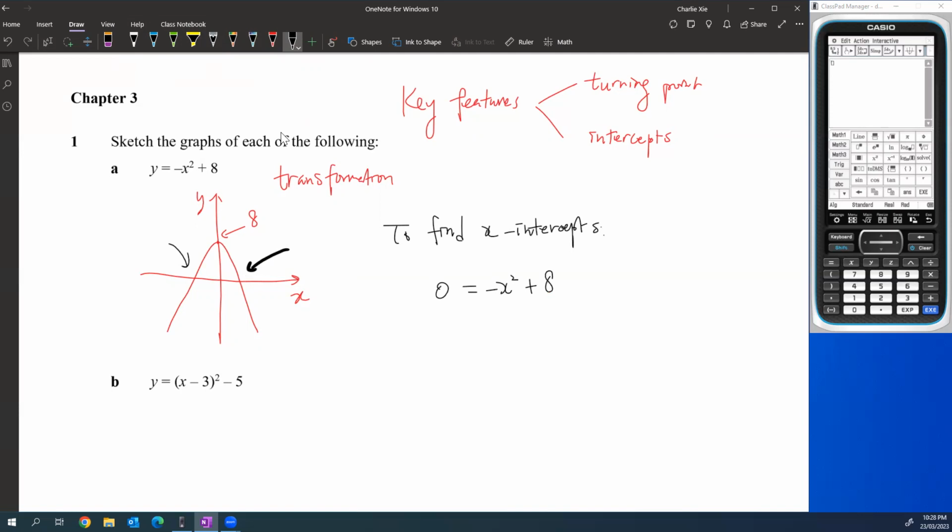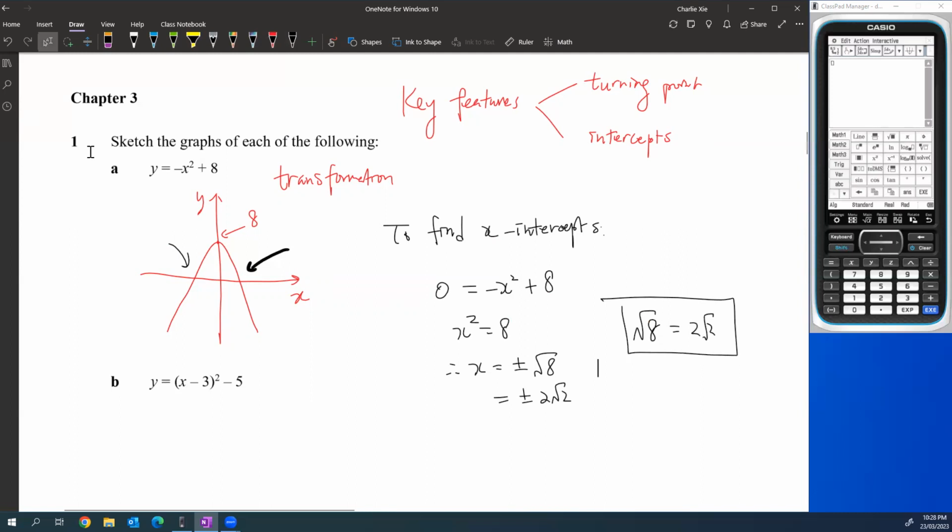Rearranging, we get x squared equals 8. Therefore, x equals plus or minus square root of 8. Also, please don't forget square root of 8 is equal to 2 root 2. I ask everybody to remember that. It's very commonly used. Square root of 8 equals 2 root 2. And the first one has been graphed. This is graphing by transformation.